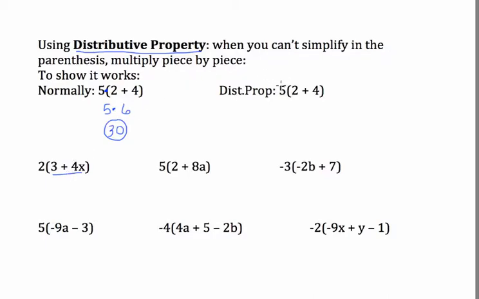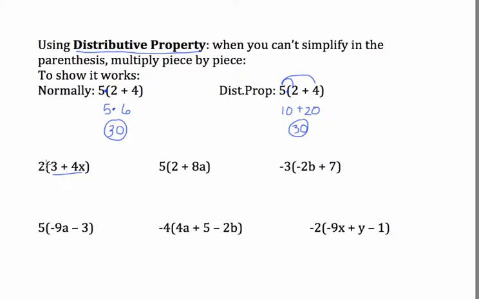It says that if you have the 5 times something that's added or subtracted in parentheses, you can do it piece by piece. 5 times 2 is 10. 5 times 4 is 20. And then you can add together your two pieces. See, we get the same result as we do over here when we follow the normal order of operation. So the distributive property is a way around order of operation when you can't add the terms in the parentheses.